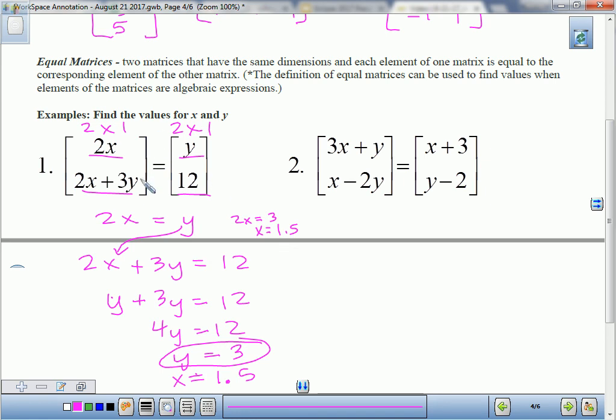Okay? So, because we had equal matrices, those corresponding elements would have to be equal, and we can use that algebraically to solve for those missing values. Okay, you try number 2.